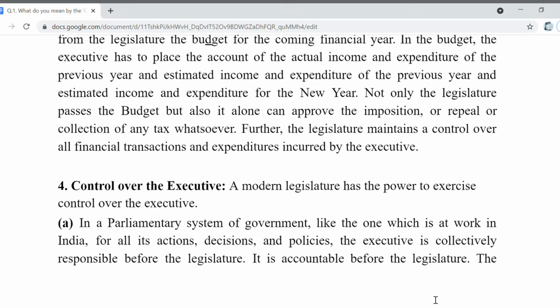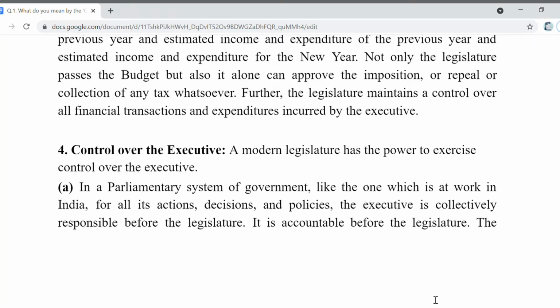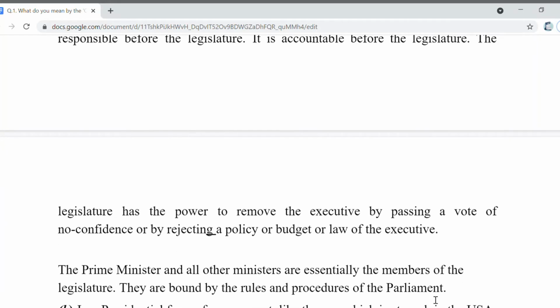Control over the executive, as I told, कि executive को permission लेना पड़ता है from the legislature to how to dispose all this. So जो modern legislature है has the power to exercise control over the executive. In a parliamentary system of government like the one which is at work in India, for all its action, decision and policy, the executive is collectively responsible before the legislature. तो कोई भी step लेने से पहले executive को have to take the permission from the legislature. So it is accountable before the legislature. The legislature has a power to remove the executive by passing a vote of no confidence or by rejecting a policy or budget or law of the executive.